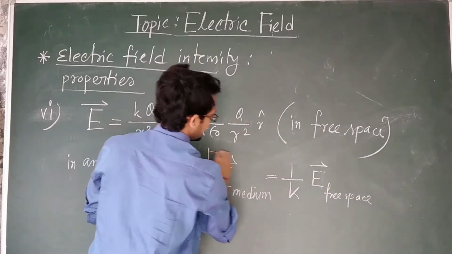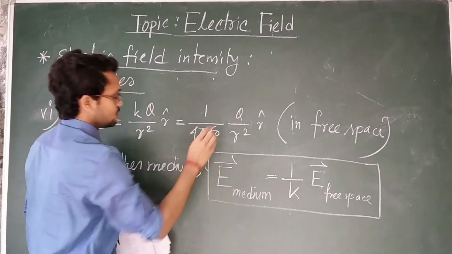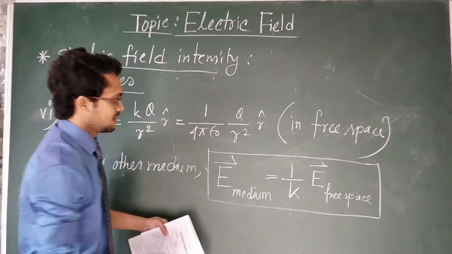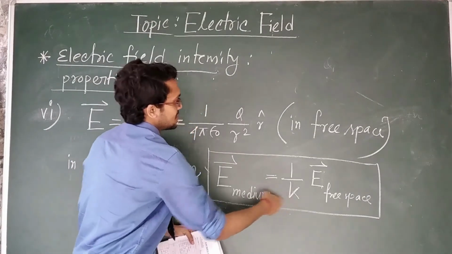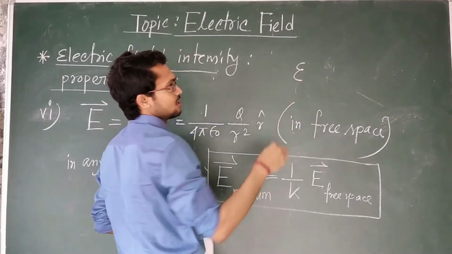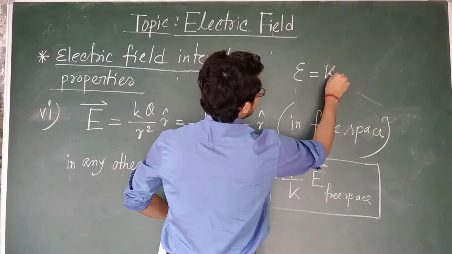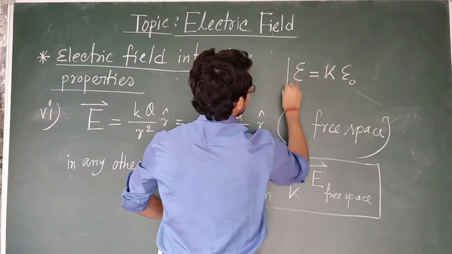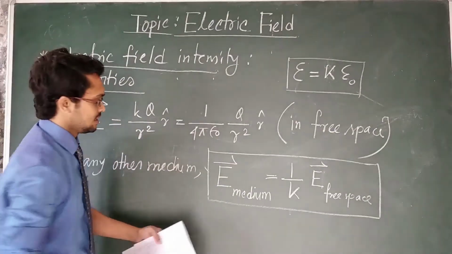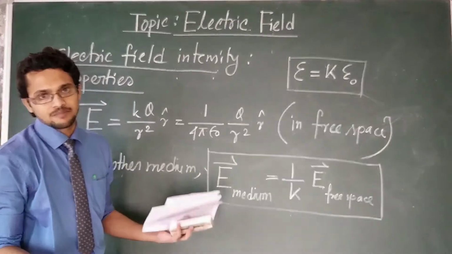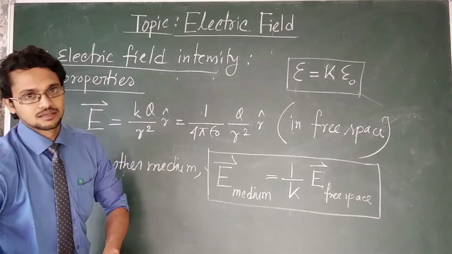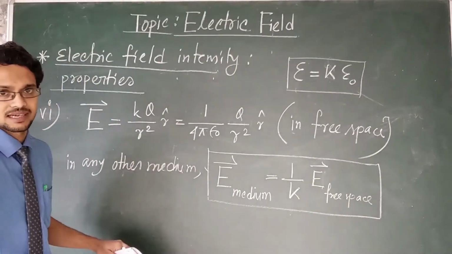Okay, so electric field intensity will decrease when we move from free space or vacuum to another medium, because of the dielectric constant. Remember this dielectric constant, that is related like this: epsilon, the permittivity of any medium, is equal to K into epsilon 0. Remember this. So K is the dielectric constant, this is always greater than 1. So the electric field in any other medium will always be less than the electric field in free space. Okay, so understand these points.